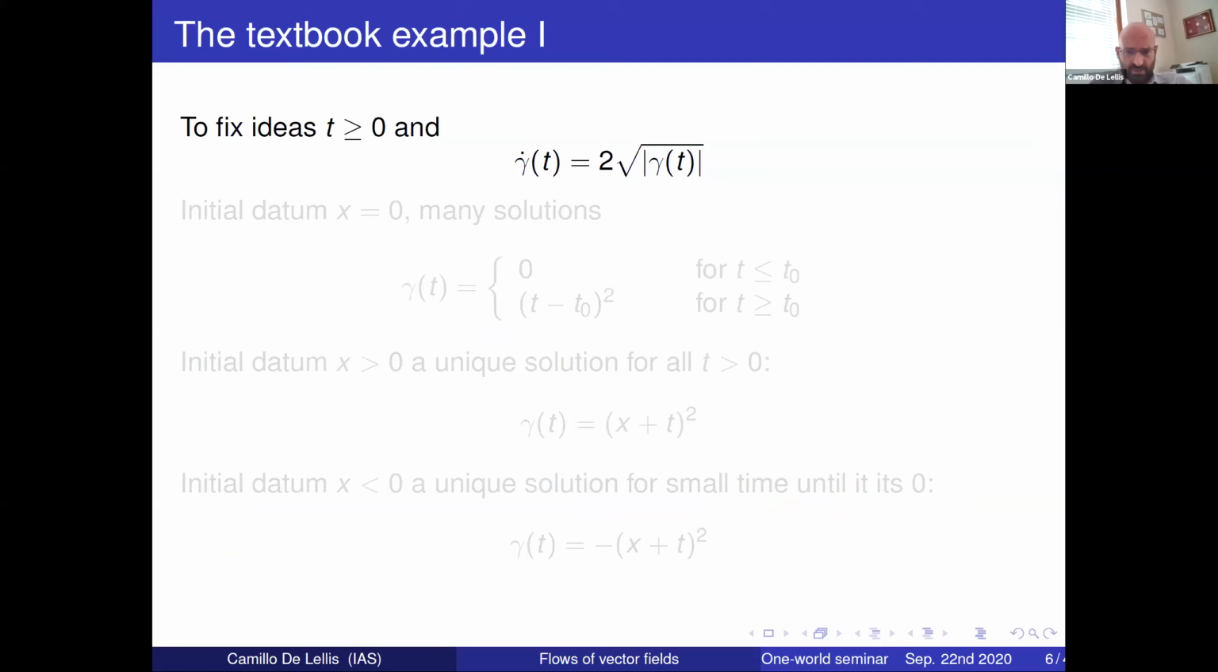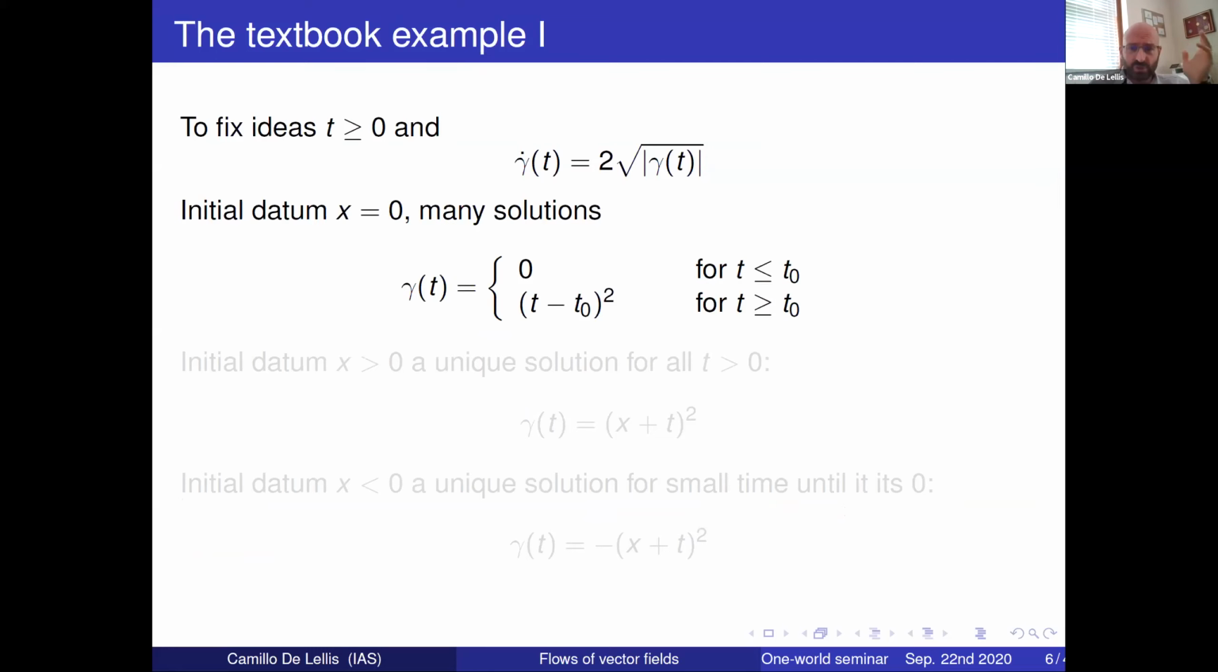Let me give you a quick recap of this. I'm pretty sure you've seen something like this somewhere in your studies at the university. Let me consider the case of the square root. If you take an initial datum x equal to 0, then you actually have many solutions. You can stay put, constantly equal to 0, but at a certain point you can decide to follow the solution (t minus t0) squared, and this t0 is arbitrary.